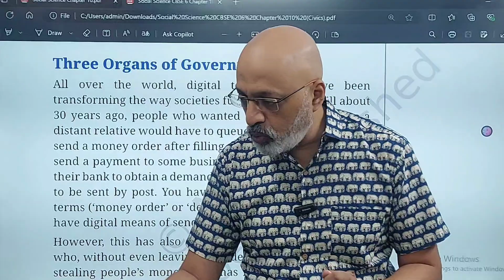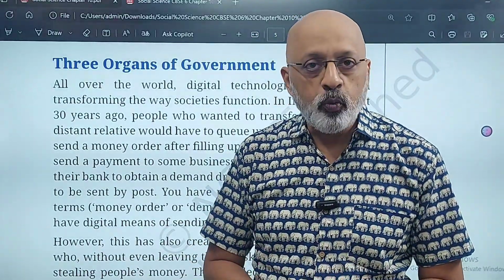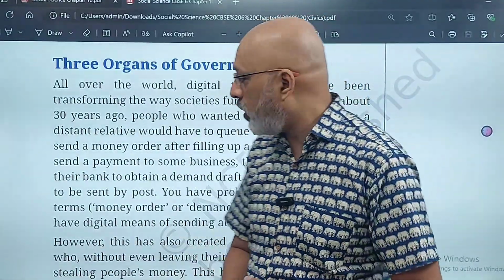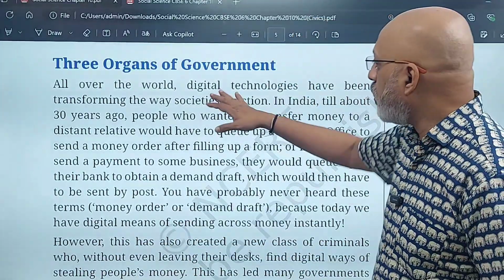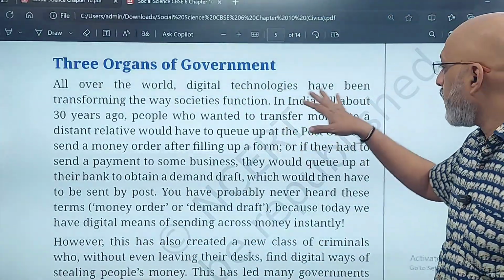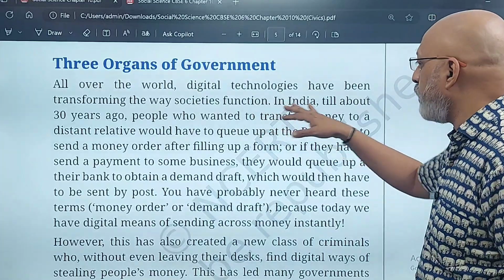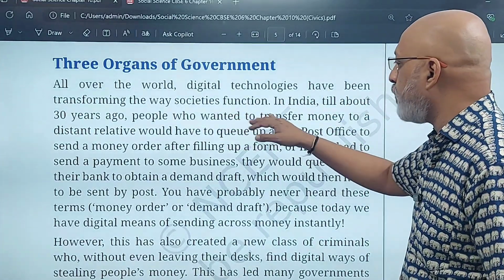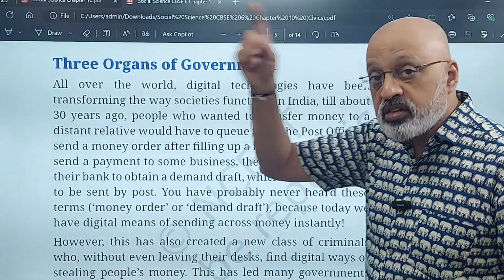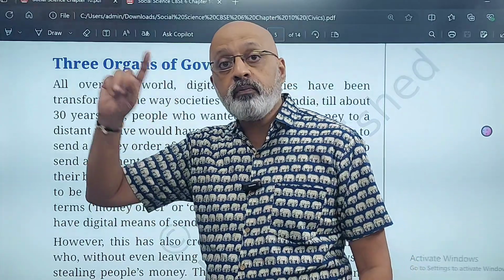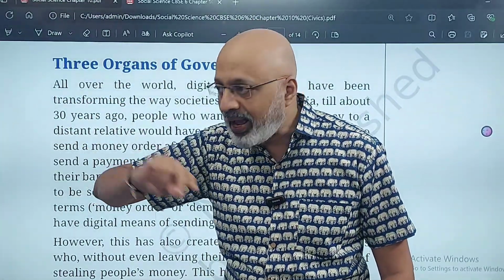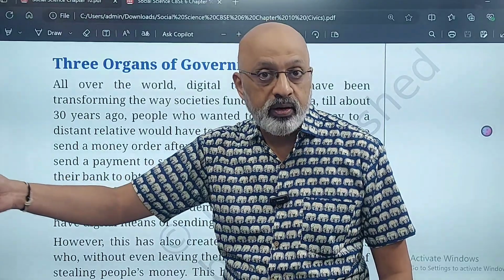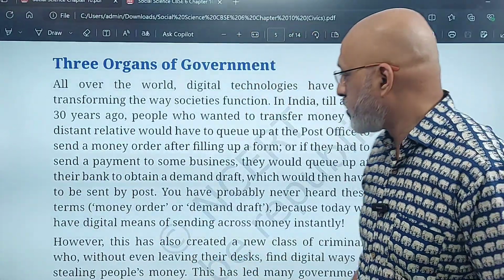Now you can pay through any of the UPI payments. You can pay the exact amount and you don't have to even go out of the house for doing that. So all over the world, digital technologies have been transforming the way societies function. In India, till about 30 years ago, people who wanted to transfer money to a distant relative... now if I want to transfer money to somebody living in any other part of the world, I can do that in a matter of a minute, right? पहले ऐसा नहीं हो सकता था.